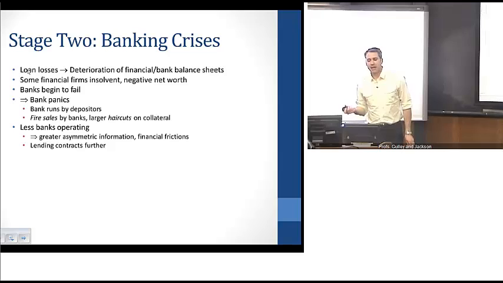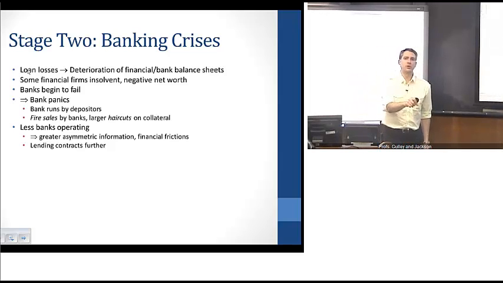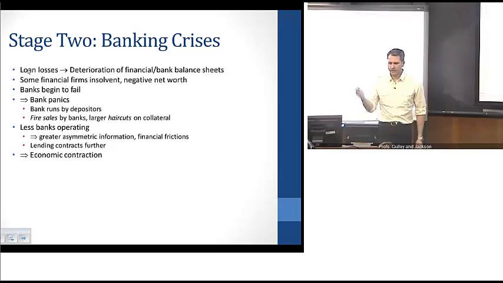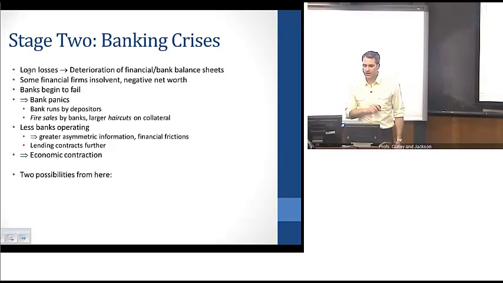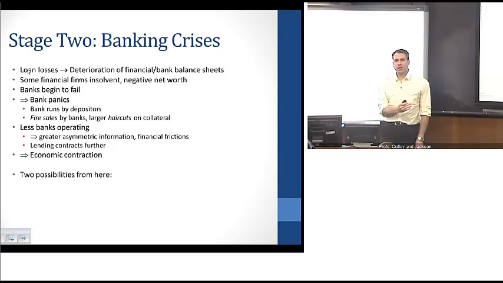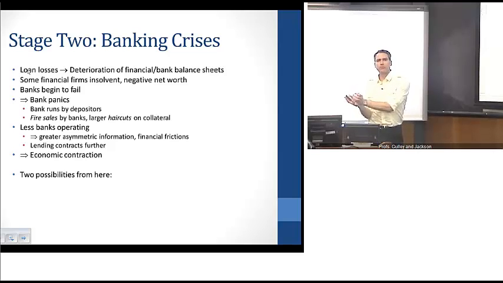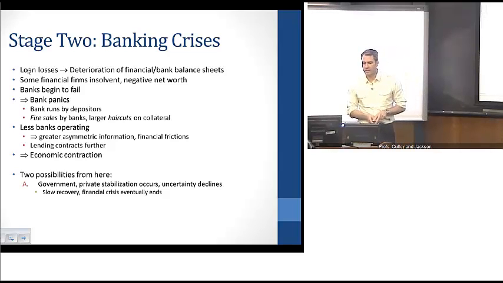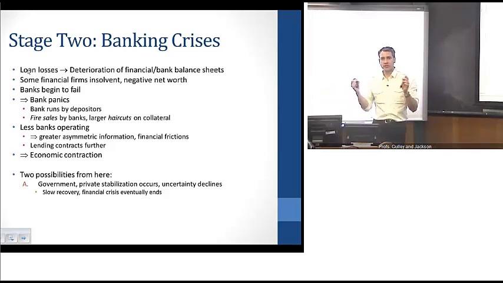So as a result of the bank panics and all of this process, you see banks fail. Because there are fewer banks operating, again, there's less ability for the financial sector to solve these asymmetric information problems. So we have greater asymmetric information, heightened financial frictions, and we see a further contraction in lending. And that, of course, as we talked about before, when lending goes down, investment, consumption, and broader economic activity go down. And so that sums up the second stage. At this point, the economy reaches a fork in the road. It can either muddle along and eventually get better, and this typically happens through heavy government intervention, and perhaps with the cooperation of private entities. You have stabilization in the economy occurring, uncertainty declines over this period, and this typically would lead to a slow recovery, to the point where the financial crisis eventually subsides and ends.